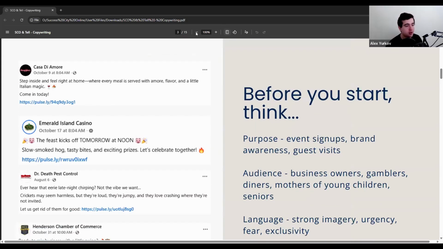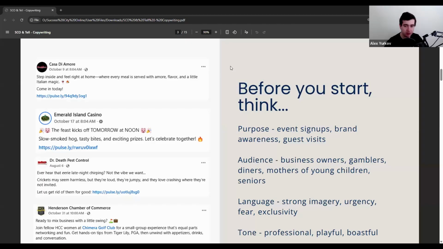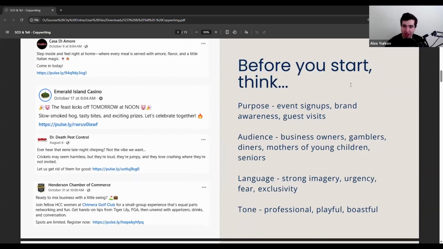This is a little vague because we're about to get into each of those parts. Before you start, this is what you want to think about. When you're building your hook, it's kind of impossible to teach someone how to create the perfect hook, but here are some tips on how to grab attention and speak to the right audience. You want to think about purpose, audience, language, and tone.